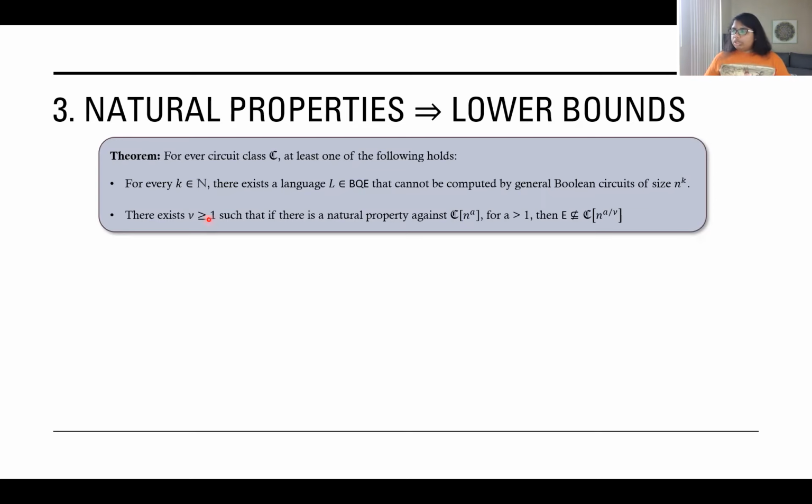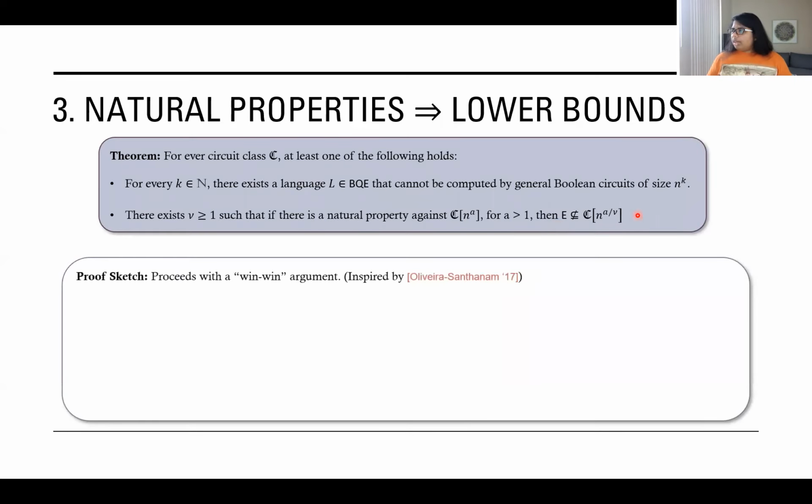Or there exists some constant nu greater than or equal to 1, such that if you have a natural property against this circuit class, then deterministic exponential time itself is separated from this circuit class. And because BQE contains E, you kind of get this for free. I think that should be flipped, right? Yeah. It's the wrong ordering.